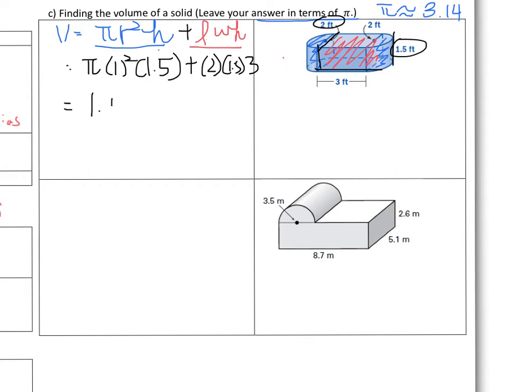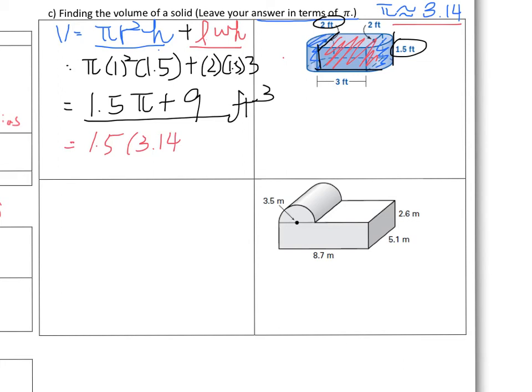Then we get 1.5 pi plus 9. And this is how you leave your answer in terms of pi. And you will write feet cubed. And if I ask you to keep going and write your answer using pi equals 3.14, you would have to do all the math. 1.5 times 3.14 and add 9. And this is about 4 feet cubed.